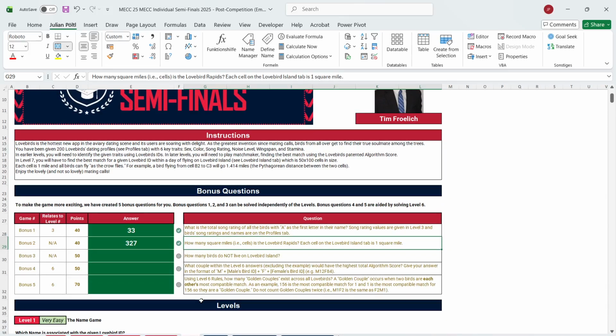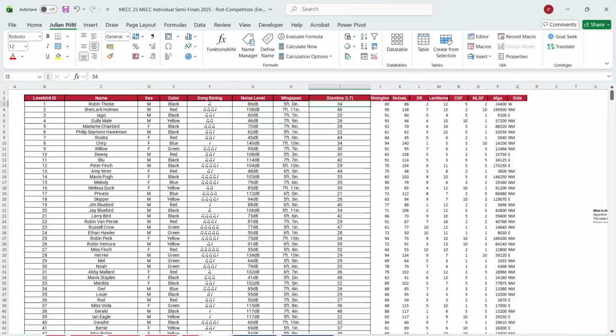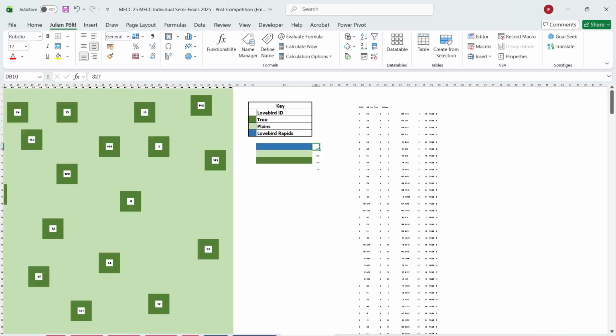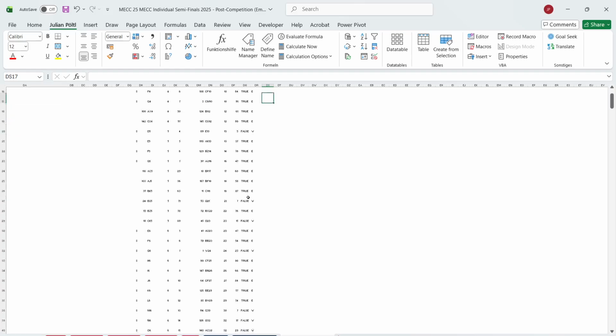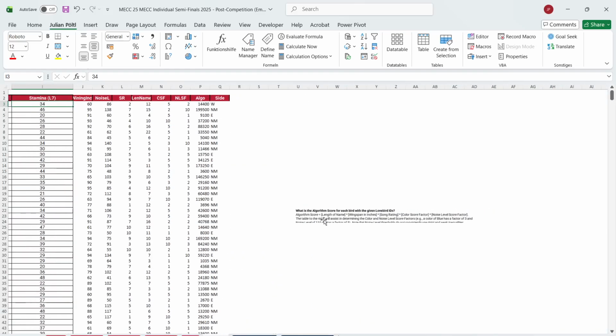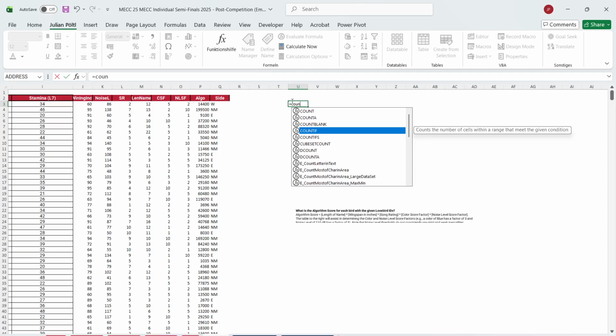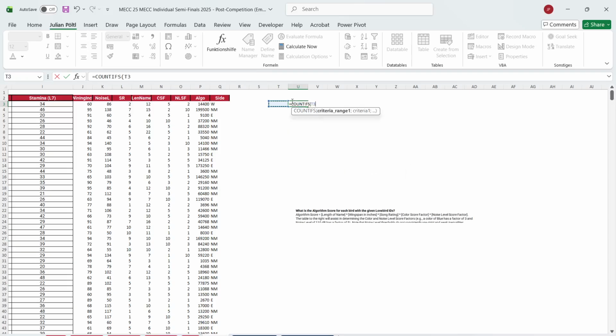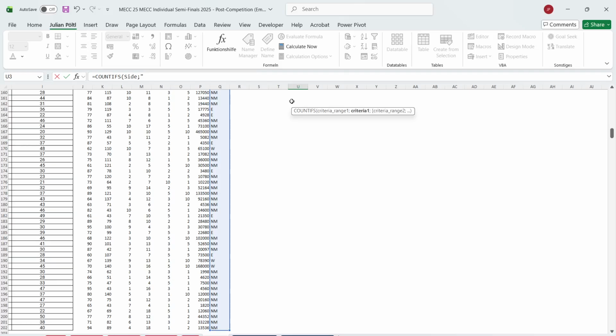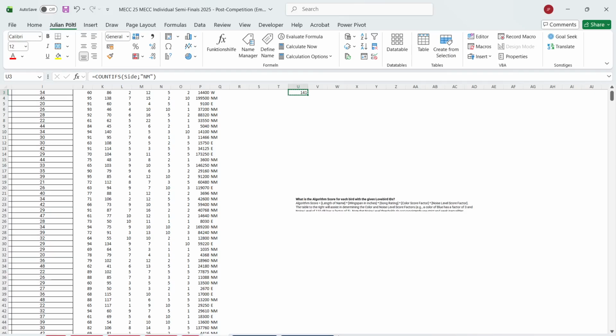How many birds do not live on Lovebird Island? Profiles. Count if S. This is an M. 141.